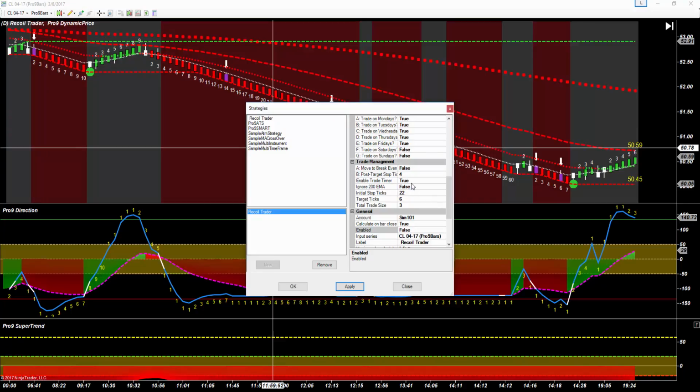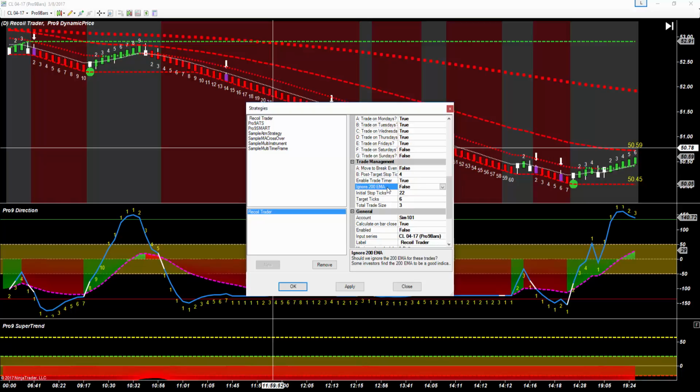Next, we have our enable trade timer. What this will do is if you have a lunch break set, Recoil will flatten any trades it is currently in if you are heading into the lunch period. And the same applies for heading into its designated stop time. So if you have the Recoil Trader set to stop trading at 4 p.m. Eastern and it is currently in a trade, once the clock reaches 4 p.m., it will flatten that trade, regardless of its position.